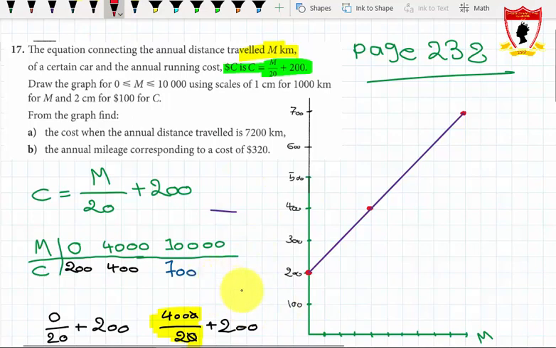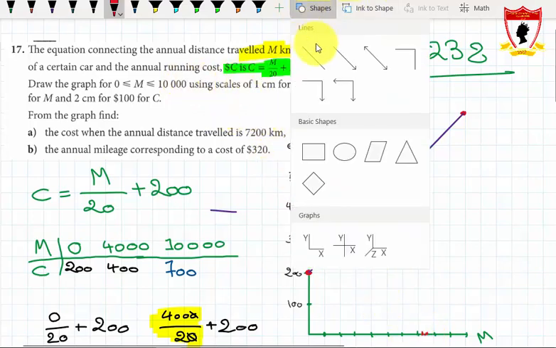Red is good here. Where is 7,200 on this line? 7,200: 1, 2, 3, 4, 5, 6, 7. This is 7,000. 7,500 is halfway. Less than halfway is 7,200.